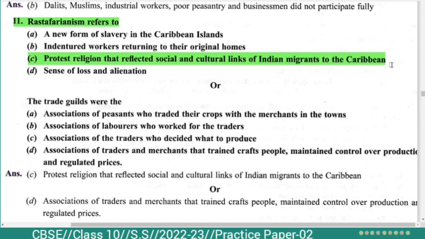Rastafarianism refers to protest religion that reflected social and cultural links of Indian migrants to the Caribbean. Next question. The trade guilds were the.